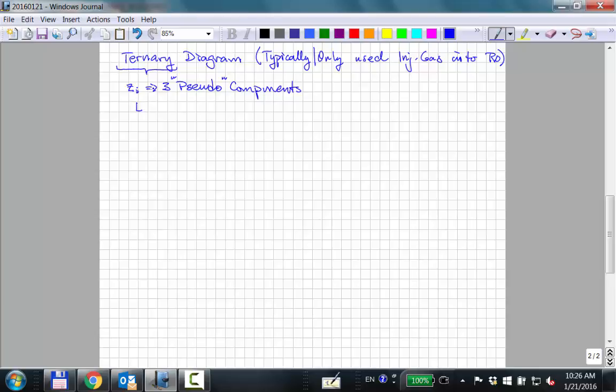So we're going to have a light component, what I'll call L, I for intermediate component, and H for heavy component. Okay? Typically the light components would be methane, nitrogen, I don't know. Intermediate could be CO2, C2, maybe through C4, C5, something like that. And the heavies would be C5 plus or C6 plus, something like that. Okay? Just lump them into 3 categories, basically by boiling point.